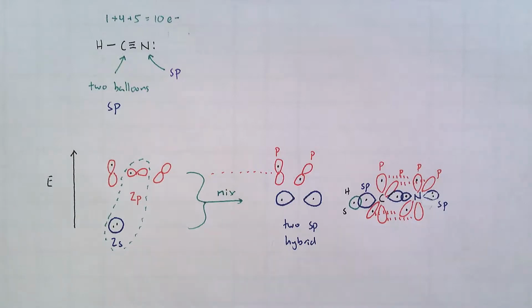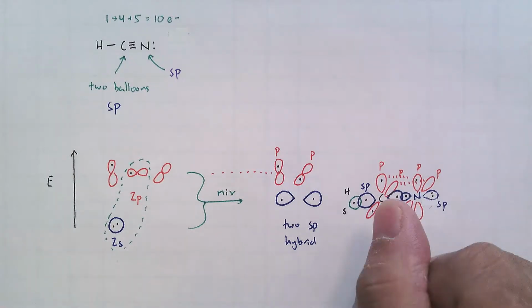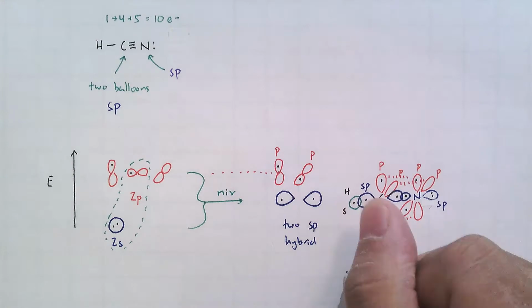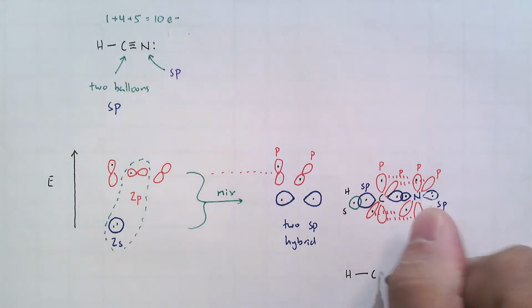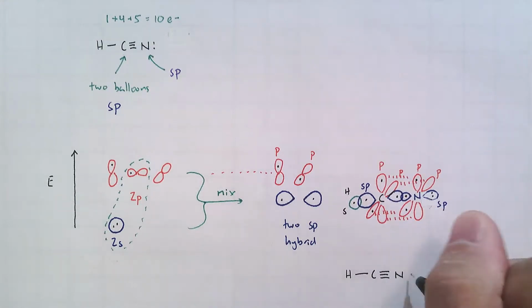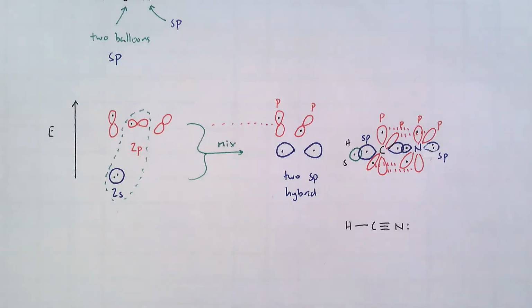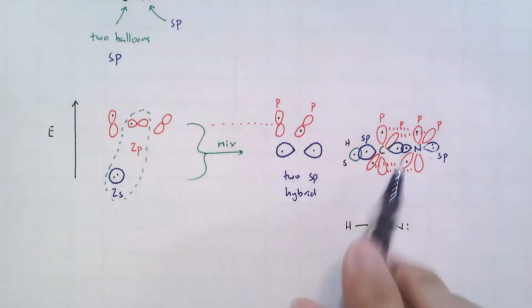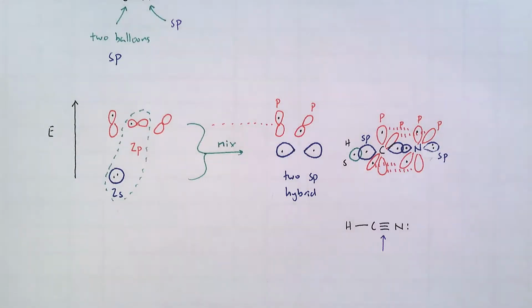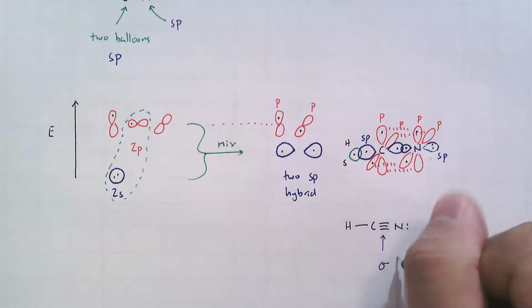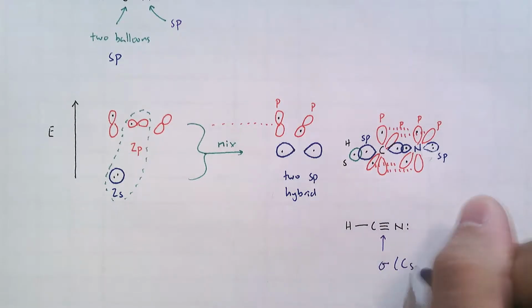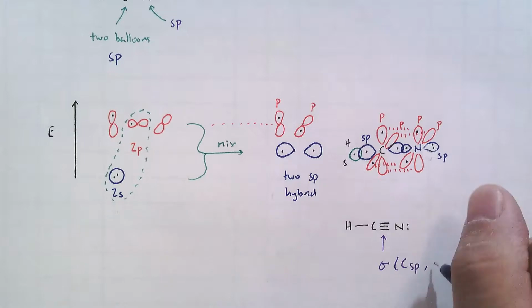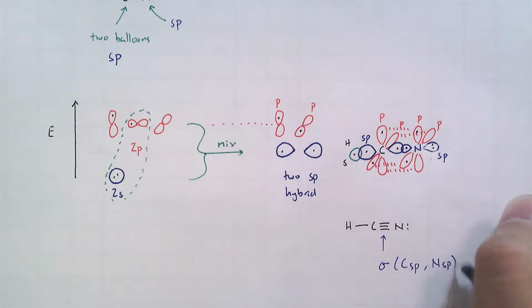So the last part is we have the picture, the cartoon. Let us assign what orbitals are overlapped to make that bond. And literally, we're just going to read the picture. The two blue sp orbitals, they make a sigma bond. Carbon sp orbital overlapping with nitrogen sp orbital.